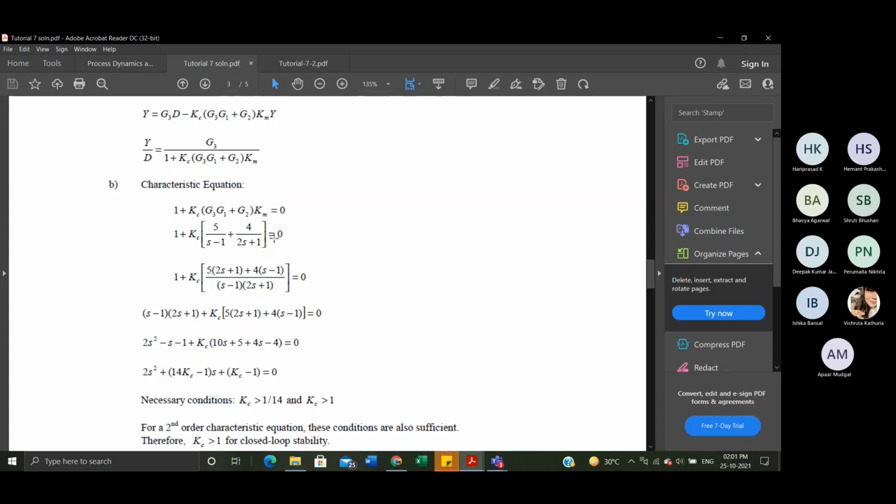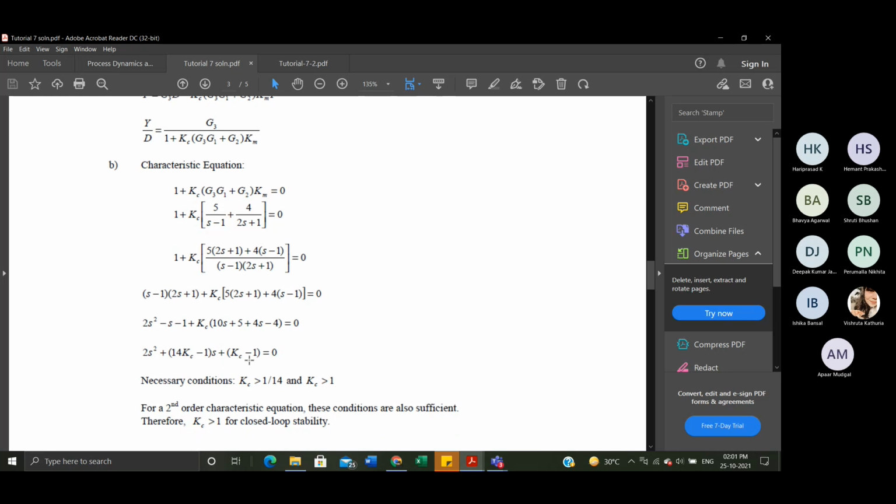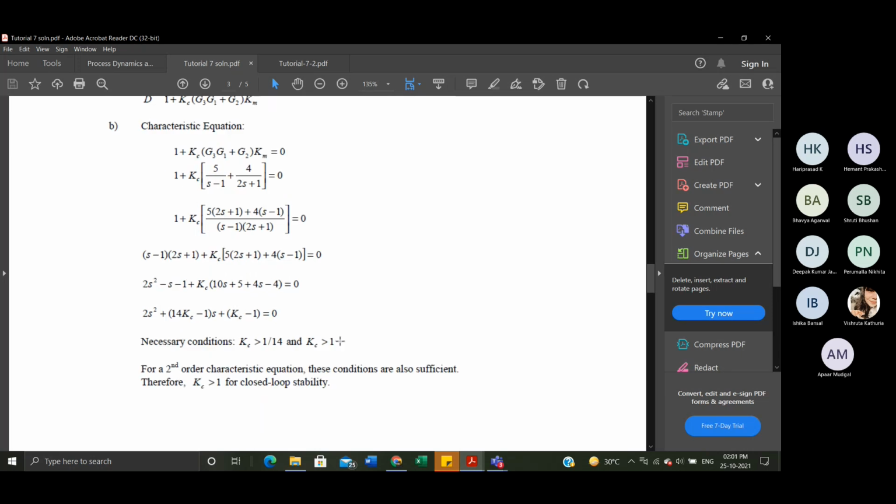And after finding the characteristic equation, we know that it is a quadratic equation. So, no need to find the Routh stability criteria. We can see that all the coefficients must be positive. As we know, even in the Routh stability criteria, the first two rows are for the coefficients. We can say that 14 kc minus 1 and kc minus 1 should be positive, and for the stability kc must be greater than 1.